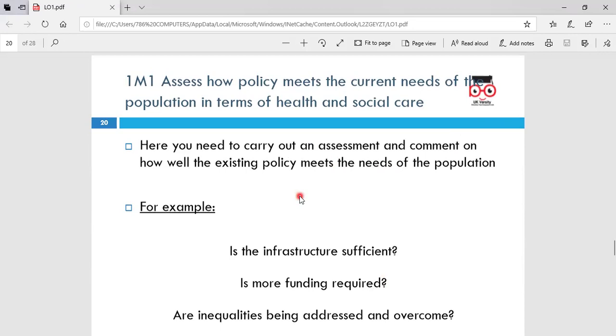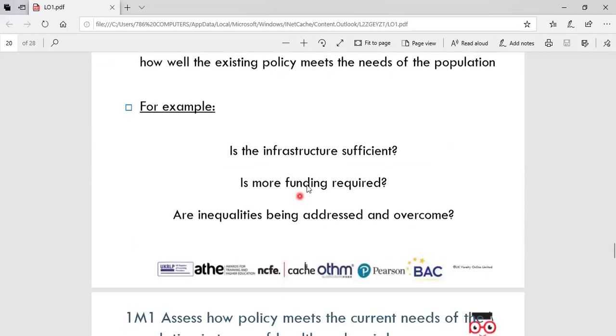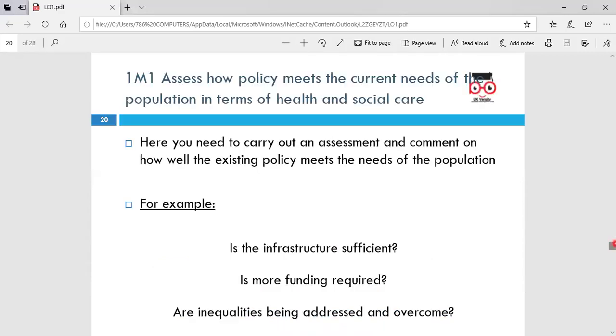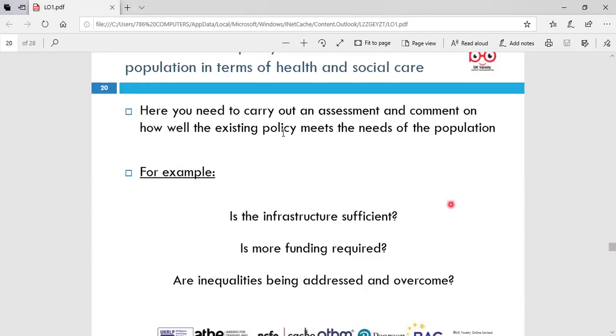So for instance, is the infrastructure sufficient? Is more funding required? So you're assessing if these are required or not. You're assessing here and commenting also on how well the policy that you're talking about meets the needs of the population, and are inequalities being addressed and overcome. There could be many other examples also.